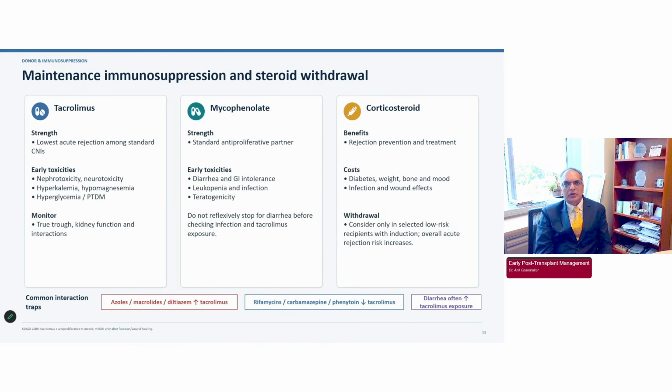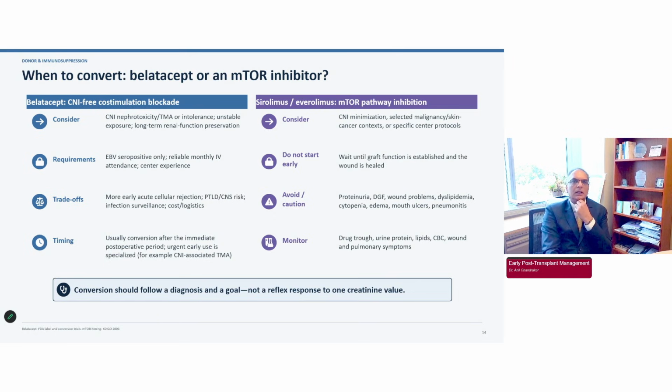So maintenance immunosuppression is pretty standard. Most centers will use tacrolimus, mycophenolate, plus or minus steroids and early steroid withdrawal. There are common interactions with tacrolimus that you need to be aware of, which are listed at the bottom of the slide, but I will go through later on as well.